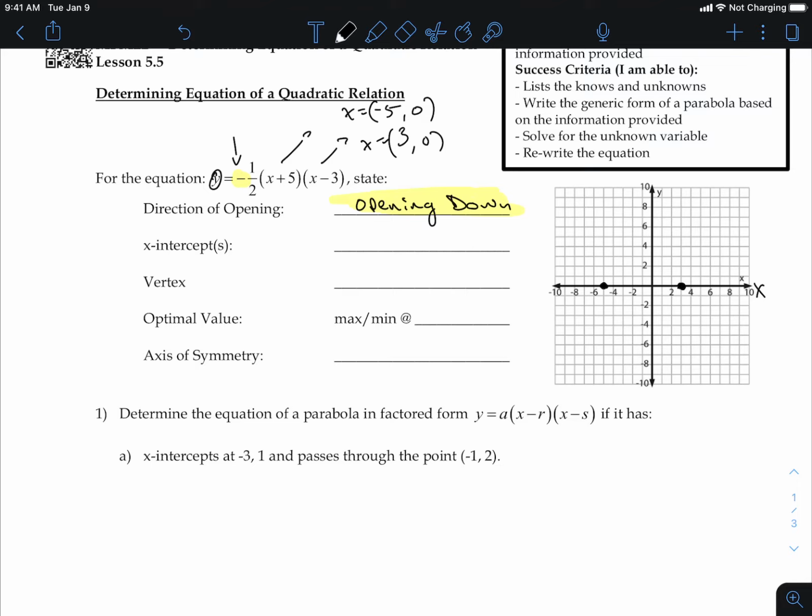Yes, Justice? Why is it -5 when the equation says +5 and then -3? Good question. What happens if I solve for them?